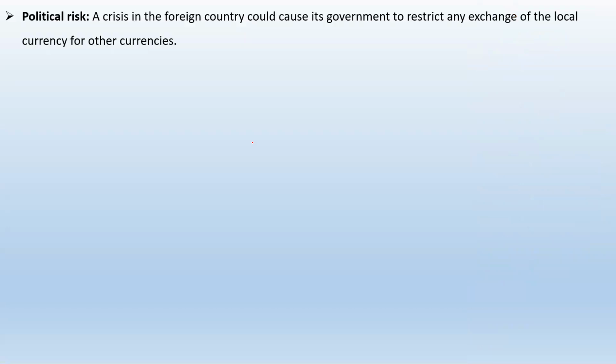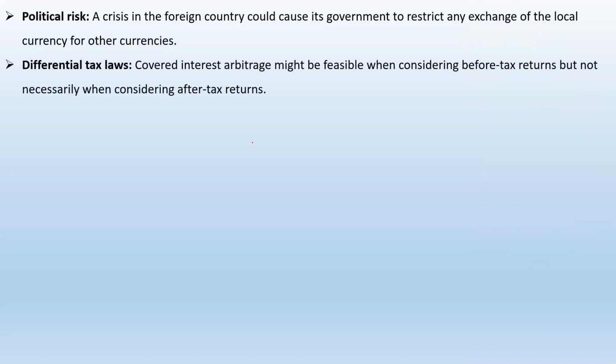And the political risk: sometimes the government will restrict the exchange of local currency for other currencies. So it's impossible to do covered interest arbitrage. And the differential of tax is also a consideration. If the government has a very high tax on incomes, like interest rate income from other countries, then covered interest arbitrage is infeasible.